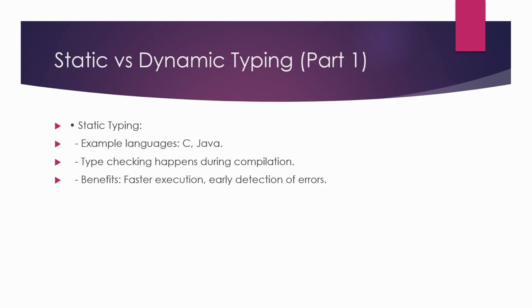Now let's compare static and dynamic typing. Static typing, found in languages like C and Java, checks the type of variables at compile time. This means type errors are caught before the program runs, which can result in faster execution and fewer runtime errors.